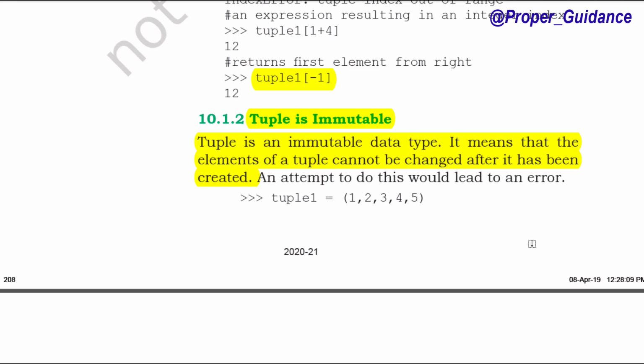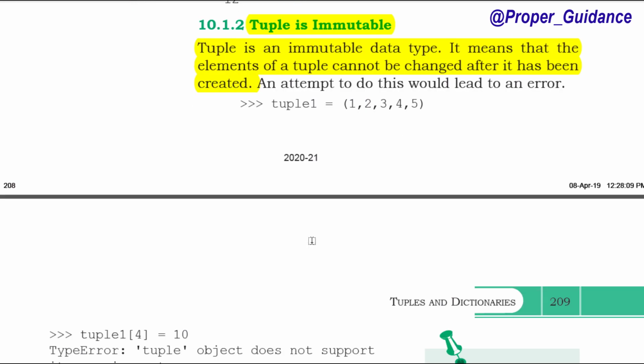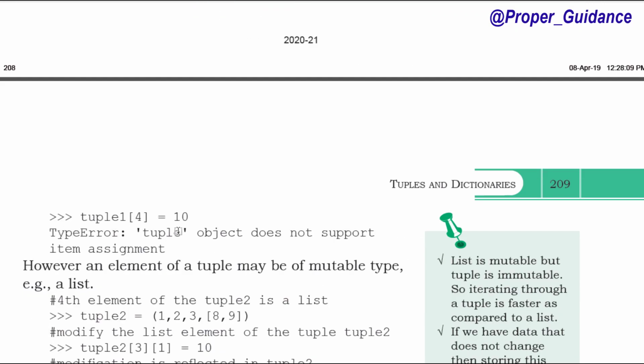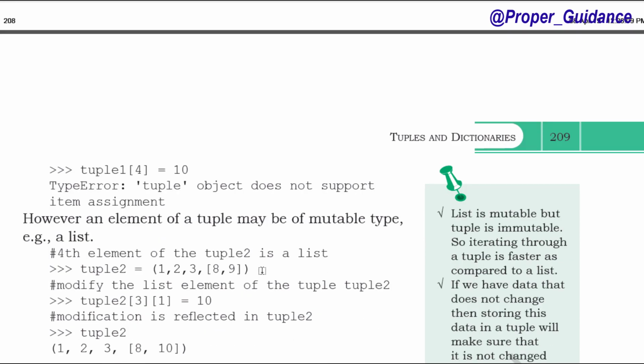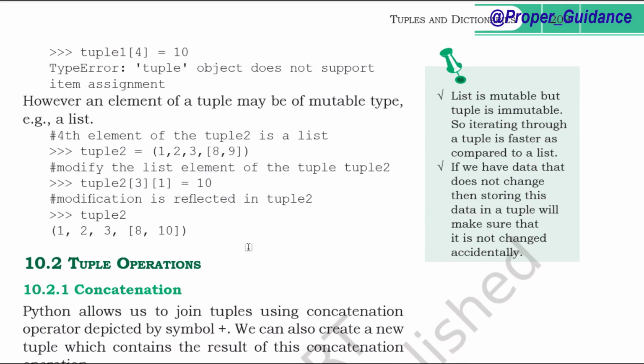An attempt to do this leads to an error. If someone tries to change the elements of a tuple, it will give you an error. For example, tuple 4 equals 10 gives a TypeError: 'tuple' object does not support item assignment. Please go through all these types of examples.